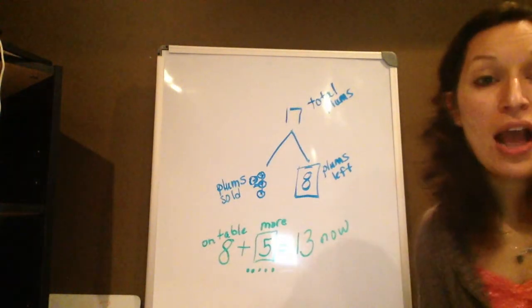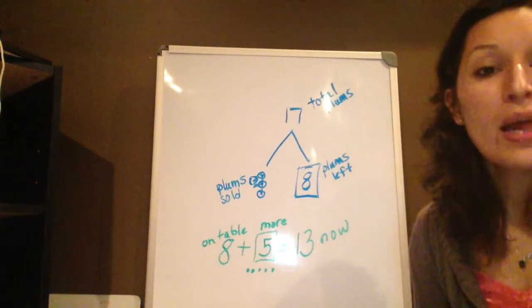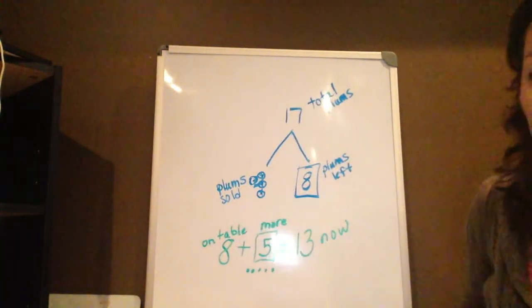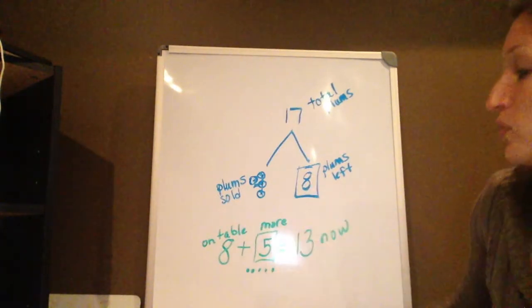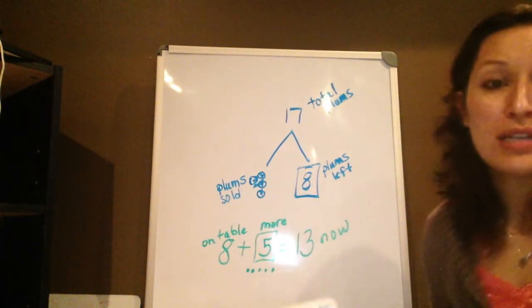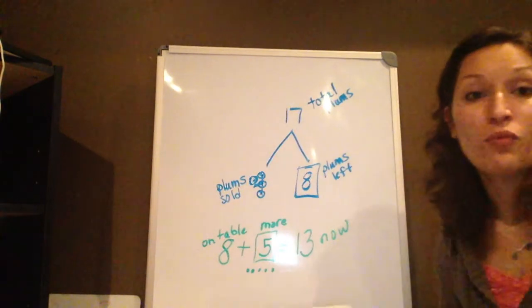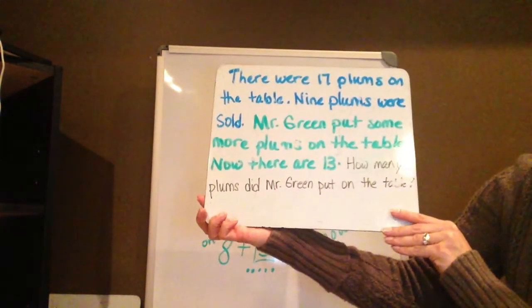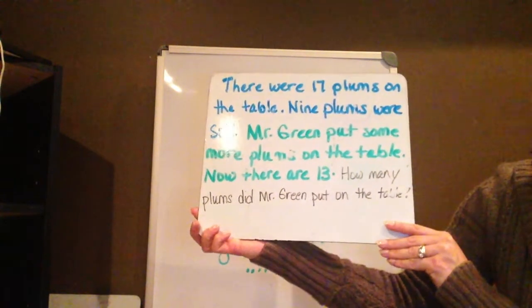Now let's look at the question at the end. We've completed the blue, step 1. We've completed the green, step 2. We have solved for our unknowns. Now let's see what the question is, and we should be able to answer it very easily from the math we did. The question says, how many plums did Mr. Green put on the table?